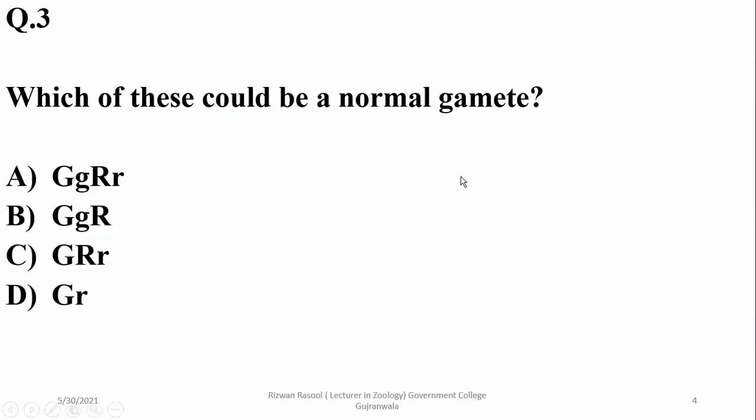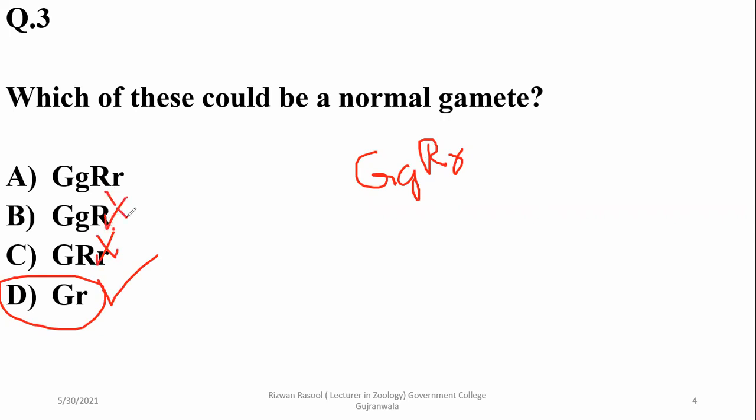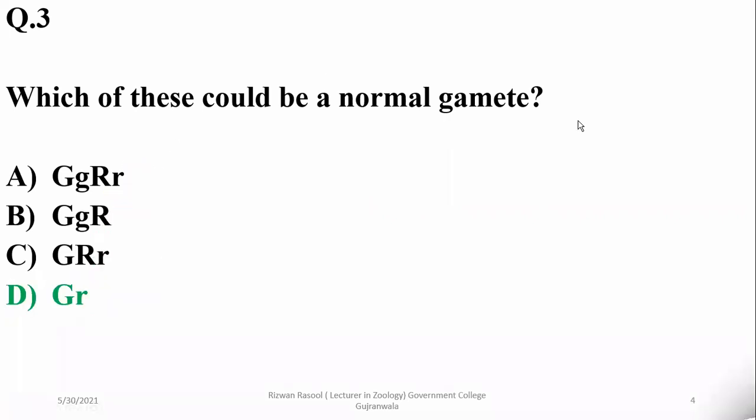Which of these could be a normal gamete? We know a normal gamete contains, for example, if you're having a pair of G as well as R, a normal gamete will take alleles from both pairs. So capital G and R seems the normal gamete; other gametes in the list are abnormal. So the right option is delta.